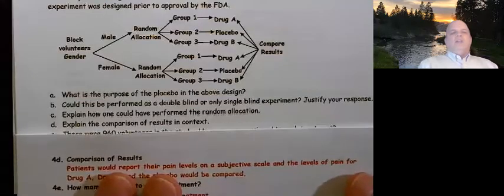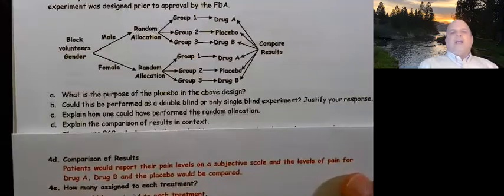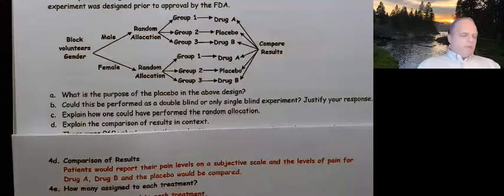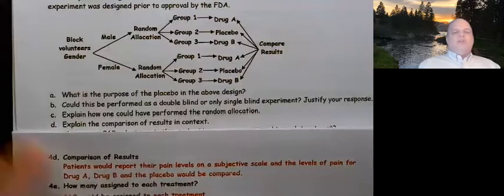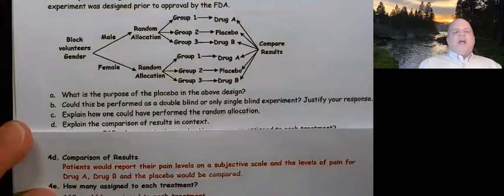All right, the next thing says explain the comparison results. Well, what were we looking at? We were looking at pain levels from rheumatoid arthritis. So patients report their pain levels on a subjective scale, and the levels of pain for drug A, B, and the placebo would be compared. In other words, all you had to say is we're going to compare pain levels at a certain amount of time. We're going to administer the drugs, and after an appropriate amount of time, we're going to see how much pain they suffered.